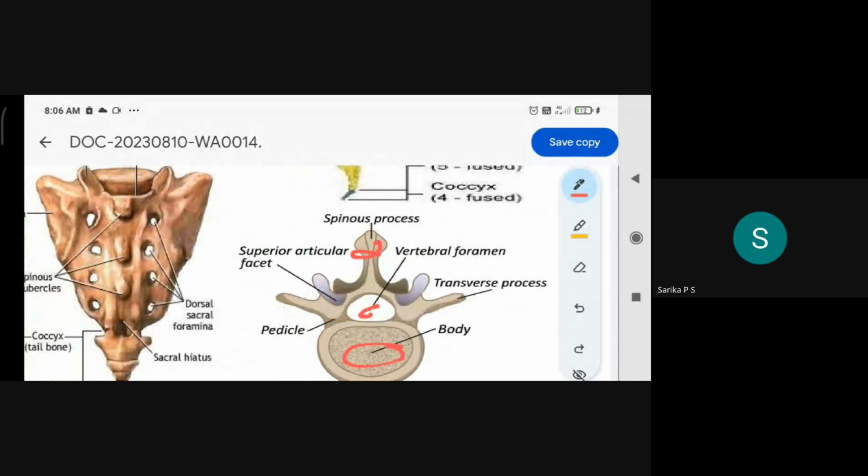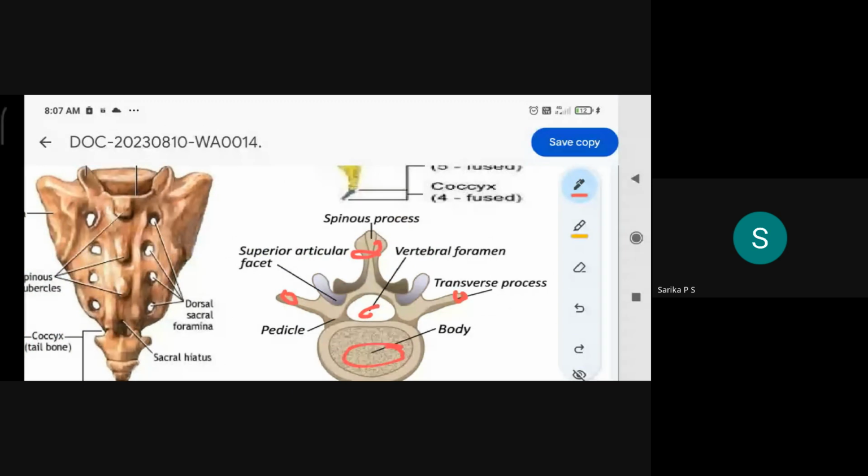When we touch our backbone from the back side of our body, we can feel our spinous process. It can be counted. In many people, it can be counted without touching. You can just see their back, then it is visible and countable. And at the two sides, you can see two transverse processes are present.